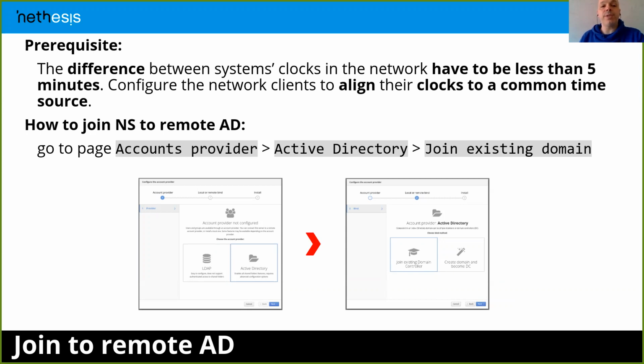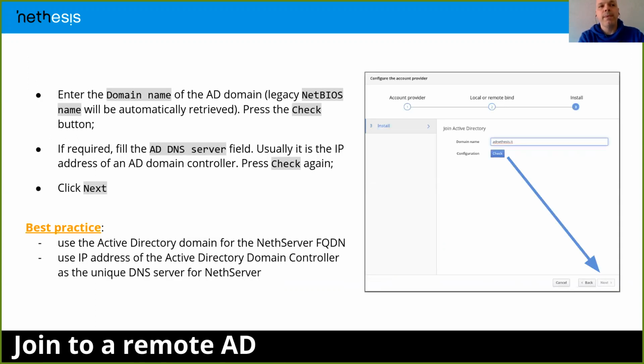After the prerequisite is fulfilled, proceed to the UI page Users and Groups, configure the account provider, Active Directory, join existing domain controller. Enter here the domain name of the AD domain and then press the check button. If required, fill the AD DNS server field. Usually, it is an IP address of an AD domain controller. Then press check again. If the data is correct, the next button will activate.